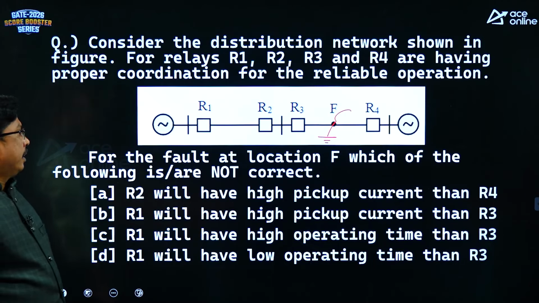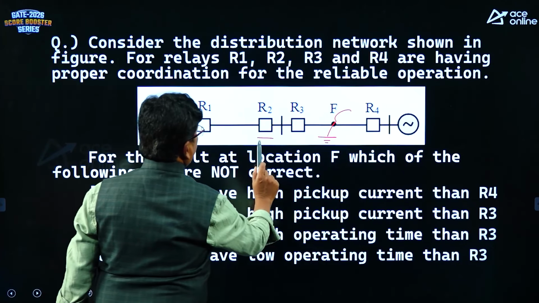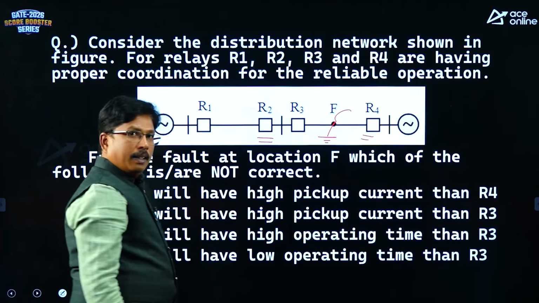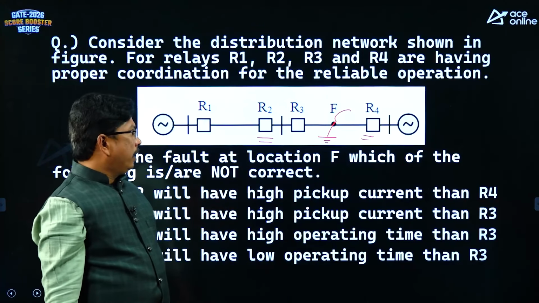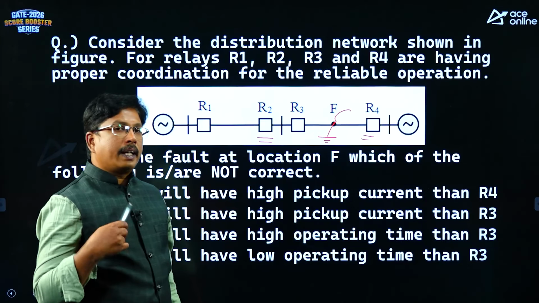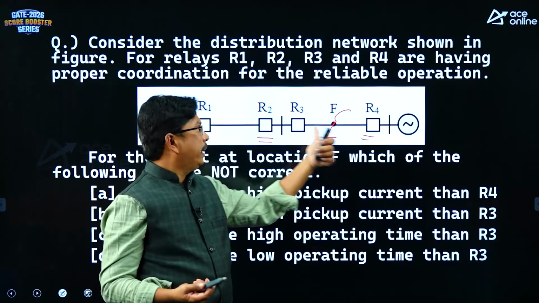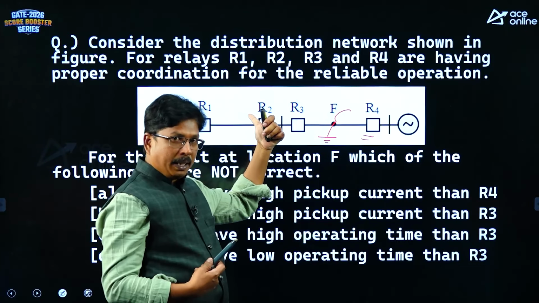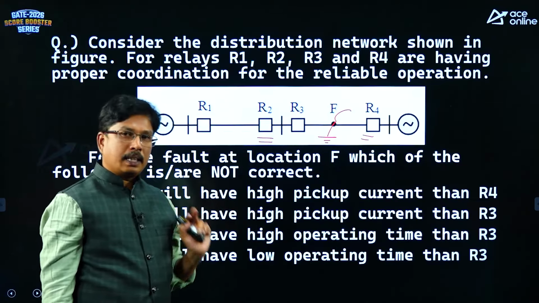See here, first statement: relay 2 will have high pickup current than that of relay 4. Just see clearly, very easy question. Relay 2 is here, relay 4 is here. Relay 4 is close to the generator, relay 2 is away from the generator. Relay 2 will see less current, relay 4 will see more current. That's why the pickup current of relay 2 should be less than that of relay 4.